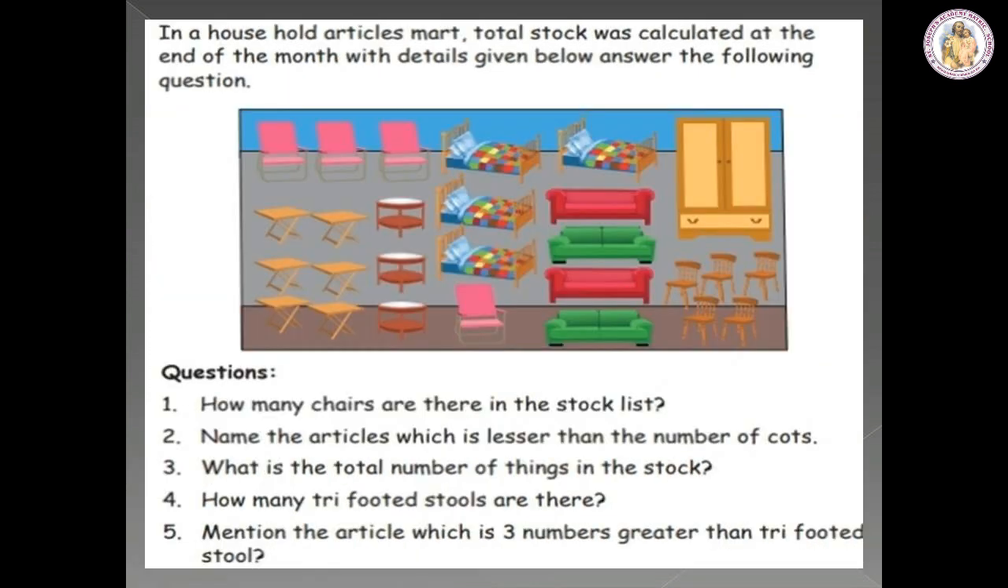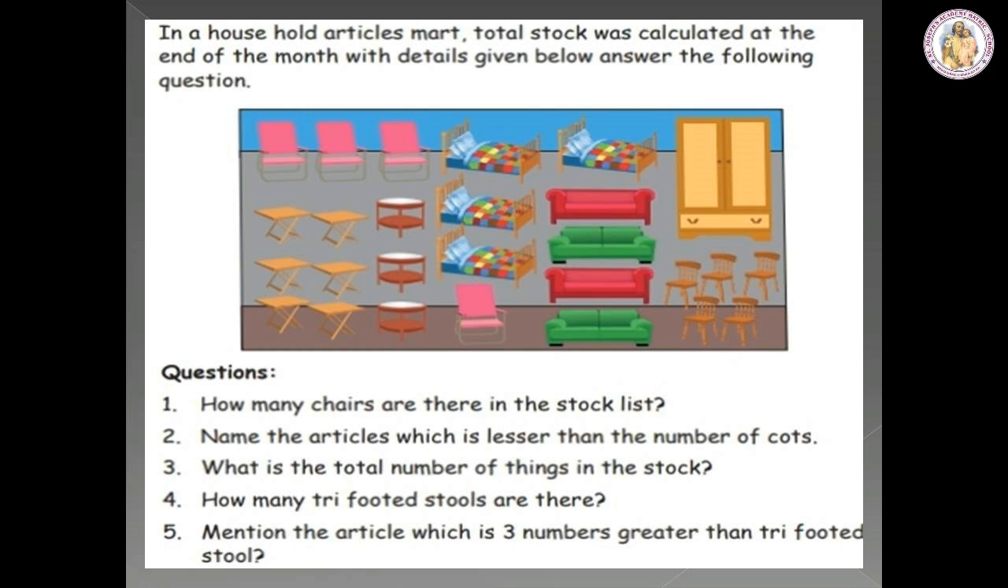Dear students, in a household mart, the total stock was calculated and the details given. You are going to answer the questions. First one, how many chairs are there in the stock list? Count the chairs and write it in your notebook. Name the articles which are fewer than the number of cots. There were totally 4 cots; you have to write the names of the articles which are fewer than that.